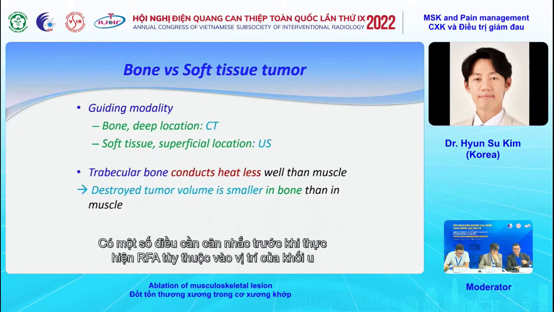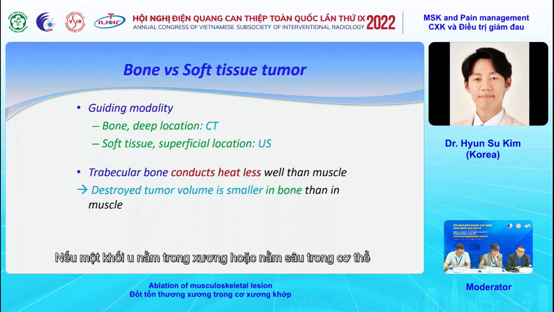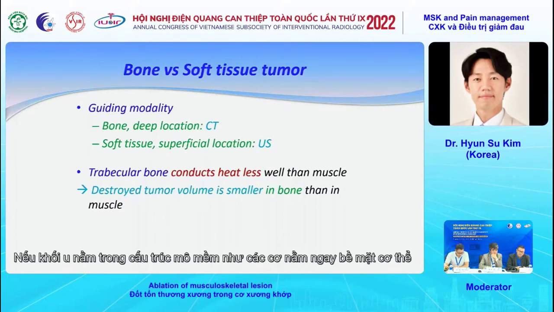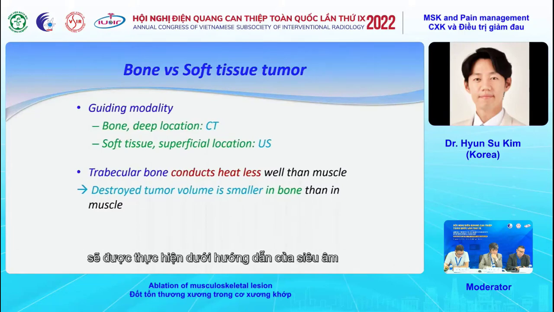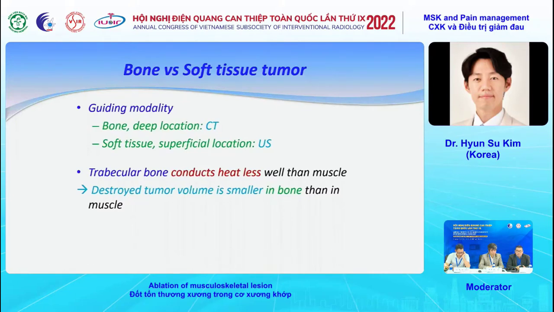There are a number of things to consider before performing the RFA depending on the location of the tumor. If the tumor is within the bone or deeply located, CT is used for imaging guidance. If the tumor is within soft tissue structures such as muscle that is superficially located, ultrasound is used for imaging guidance. In addition, as trabecular bone conducts heat less well than muscle does, the destroyed tumor volume is smaller in case of bone tumors.